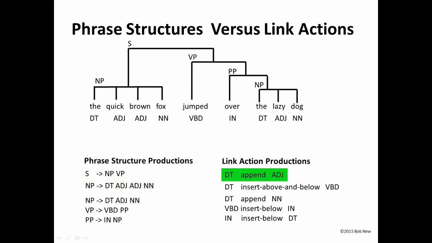When constructing from left to right in this method I'm describing, the link action productions are smaller, more compact. There are only 3 pieces in each production. There is the part-of-speech tag for the target word, there is the part-of-speech tag for the source word, and there's the link action itself. So we have a determiner can be the target word for an append action from an adjective, as in the quick. Or we have a determiner can be a target word for an insert above and below from a verb, as we saw from jumped. When we added jumped, jumped was the source word, and the target word was the.